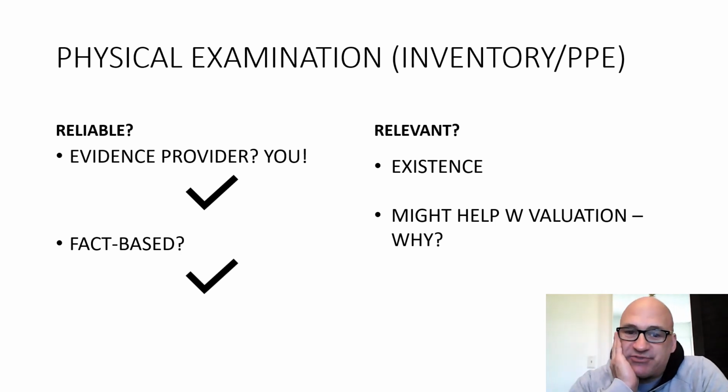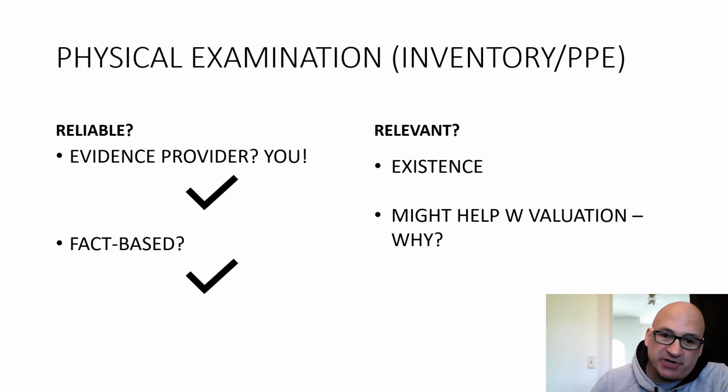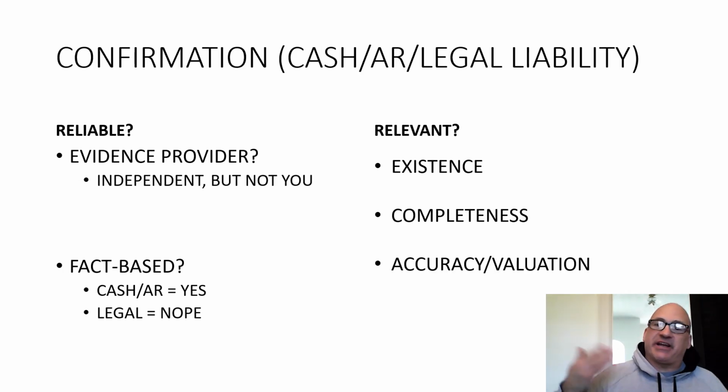So this just runs through real quick the different types of evidence. There's nothing more reliable than physical examination because you're seeing something, it's either there or it's not there. It's 100% fact-based, and you're the evidence provider. No one's more independent than you. Confirmation, like I said earlier, this is a little less reliable. Why? They're independent, but they're not you, okay?